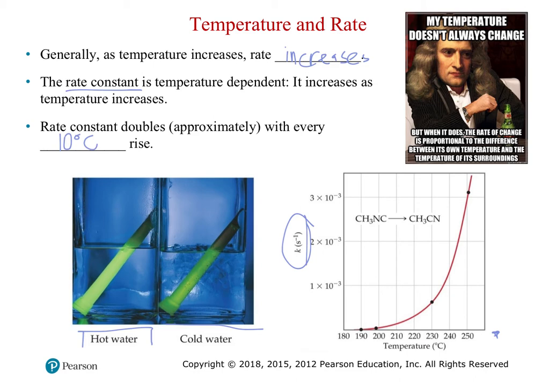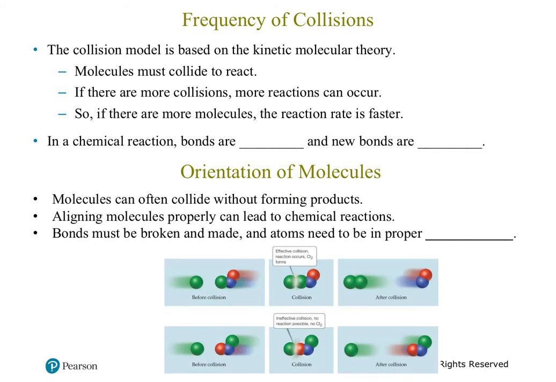When we're talking about the frequency of collisions, it makes sense that if we have more collisions, we're going to have more reactions. This is based off kinetic molecular theory from the gas phase, but can translate into all the different phases. So molecules need to collide, i.e. interact, in order for a reaction to take place. So if we have more collisions, we're going to have more reactions. That is why the more molecules we have, the faster the rate.